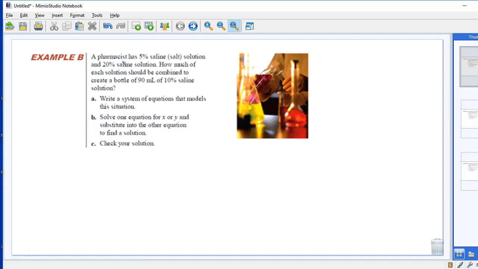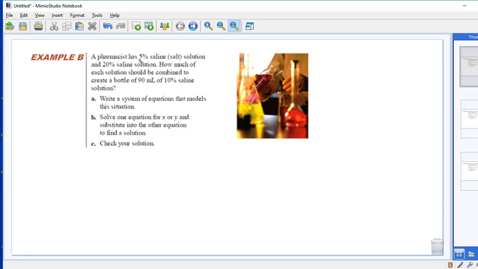All right. So it says a pharmacist has a 5% saline, aka salt, solution and a 20% saline solution. How much of each solution should be combined to create a bottle of 90 milliliters of a 10% saline solution? That means if I mix some of this one and some of this one, I'll get exactly 90 milliliters and it'll be exactly 10%. All right, so we need to write a system of equations.